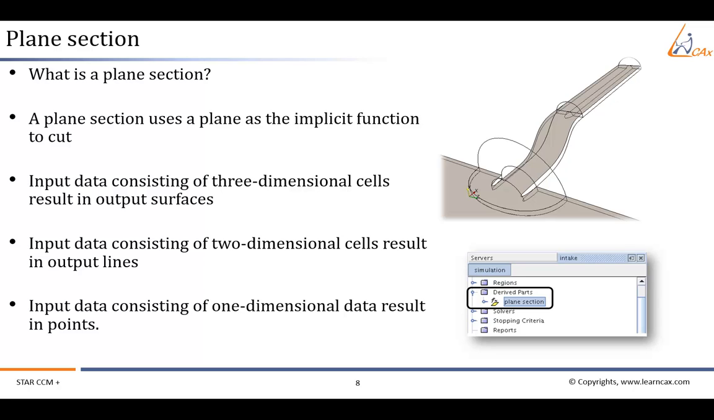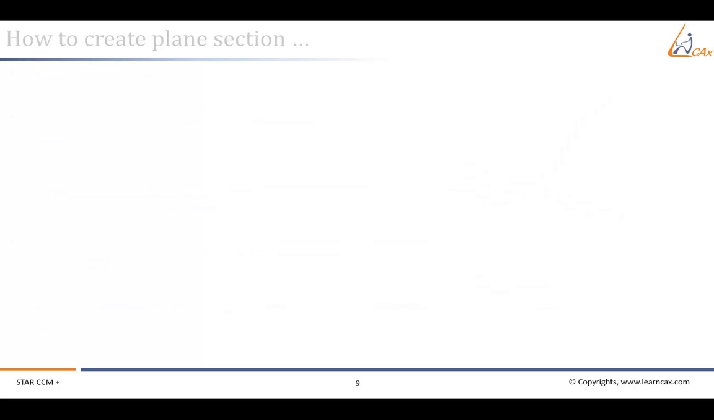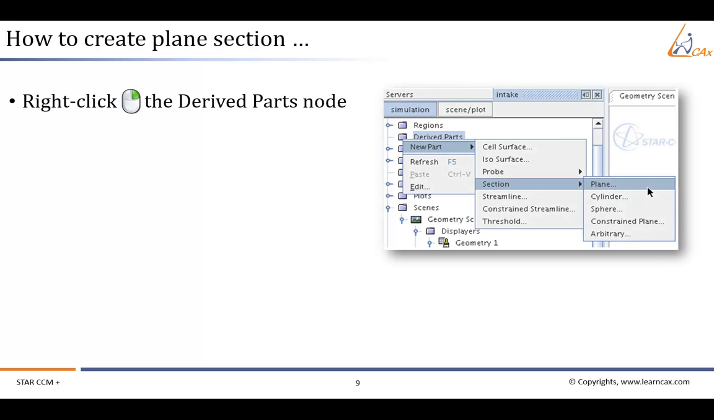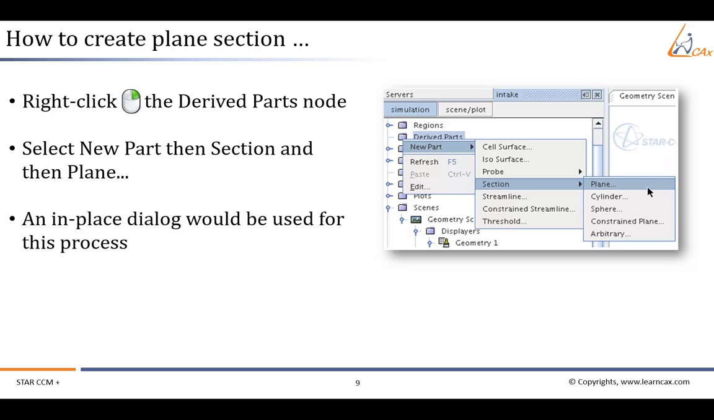For creating planar section, we must have part. This part can be regions, boundaries, and geometry parts. Let us see how to create plane section. To create a plane section, right-click the Derived Parts node. Select New Part, then Section, and then Plane. Typically, an in-place dialog would be used for this process, and it would appear as soon as you execute this pop-up menu action.